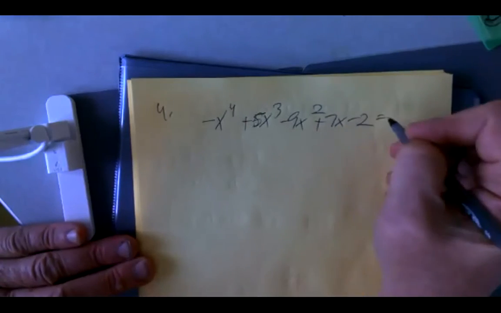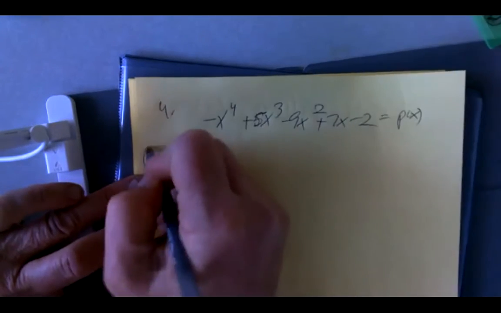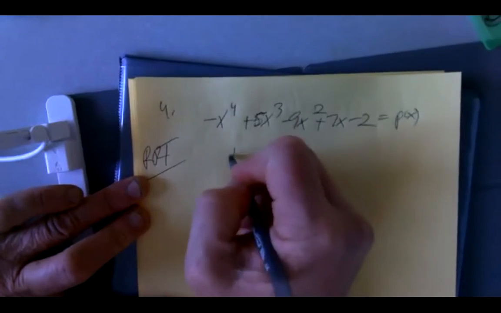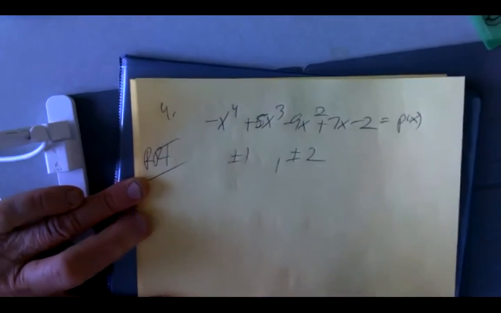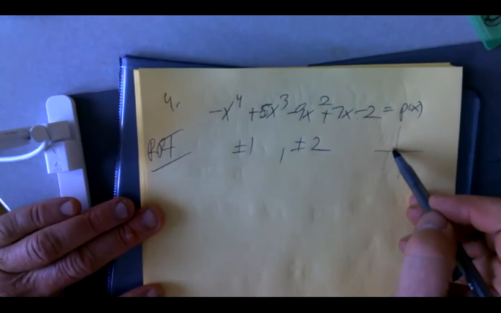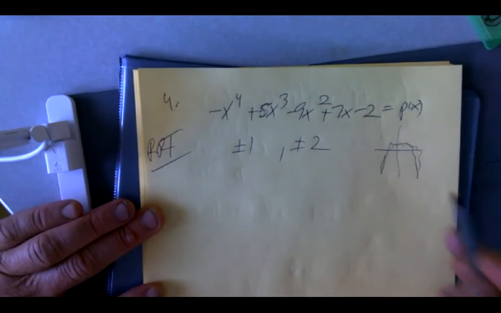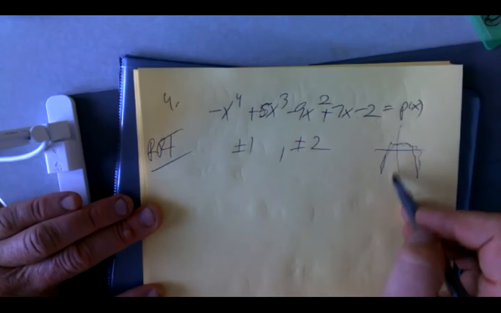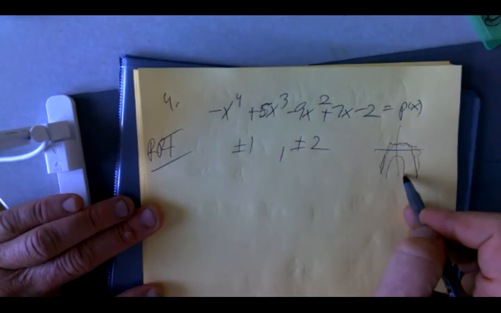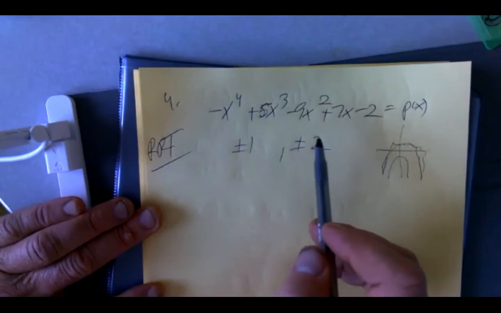So I'll just call this P of x. So okay, RRT, possible rational roots: plus or minus 1, plus or minus 2. Sure you understand why. So already I'm thinking this thing is something of this form. It's concave down and it's even. The one that I gave you that was messed up was like this. It had no real roots. That's why nothing from the rational root theorem worked.